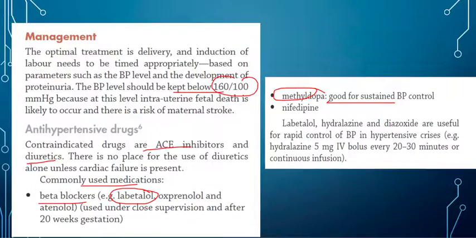Usually nifedipine also. So these are the three medications that are safe. Either methyl dopa, that's the first line, then you have beta blocker or nifedipine. If a patient develops hypertensive crisis, that means a severely elevated blood pressure, more than 200, in that case we have to give them an IV antihypertensive, like either IV labetalol, hydralazine, or diazoxide.